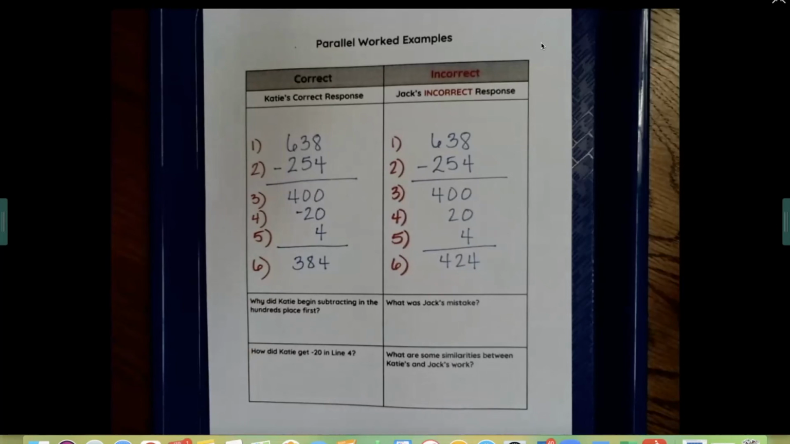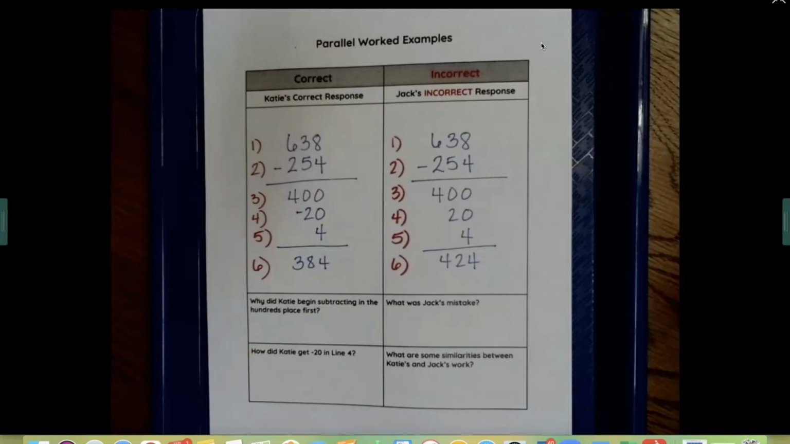You also could use the same problem. As you can see, that's what I've done here. I've got Katie's done this problem correct, but Jack's is incorrect. But like I said, you could very well have two correct on here. You could have two incorrect on here. Whatever you want to do with the kids, it's up to you. And also it depends on what the content is, what it lends itself best to. But in this case, Katie is subtracting 638 and Jack minus 254.